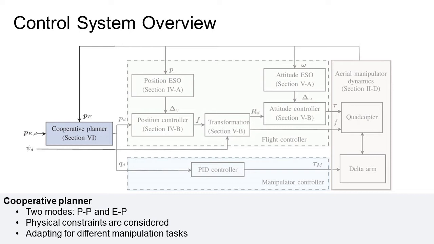The first component is the cooperative planner. A novel cooperative planner with two modes is proposed to coordinate the motions of the quadcopter and the manipulator. The physical constraints of the aerial manipulator are transformed to reduce the computation cost of the planner. To adapt for different manipulation tasks, two control modes, PP and EP, are proposed.